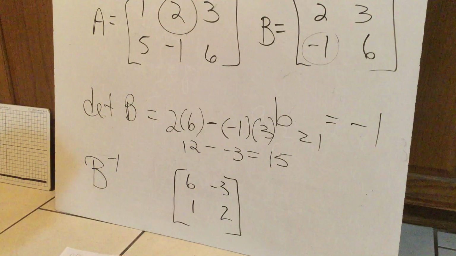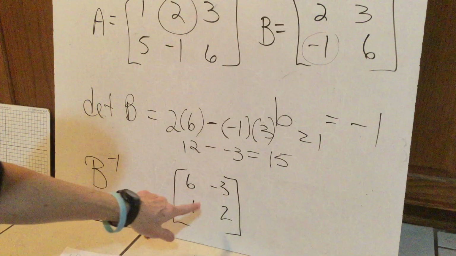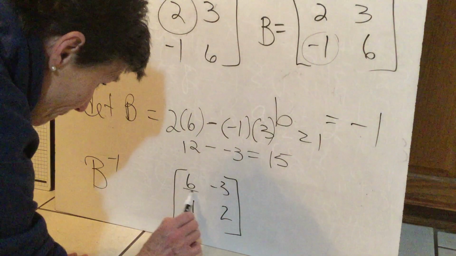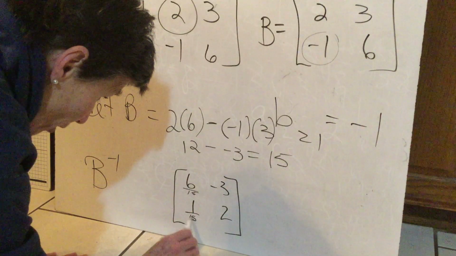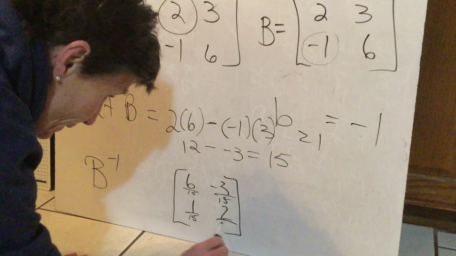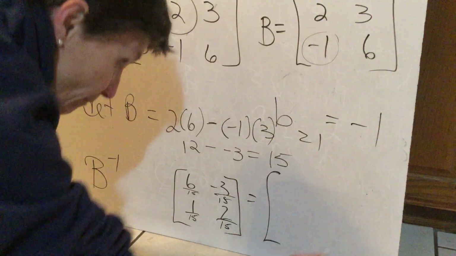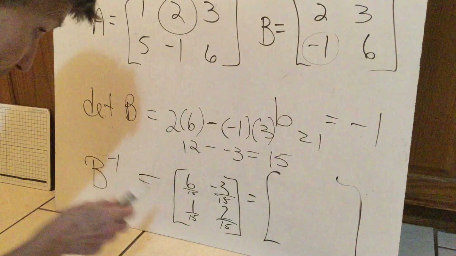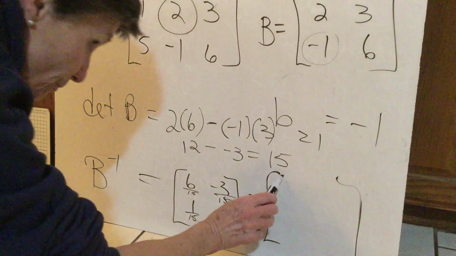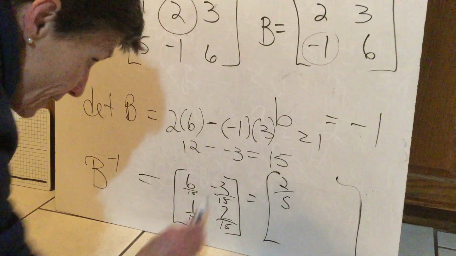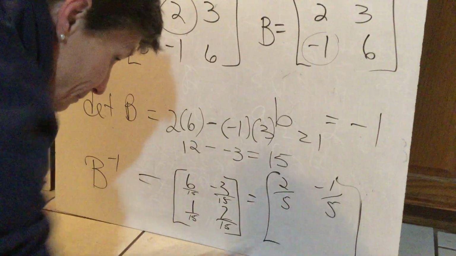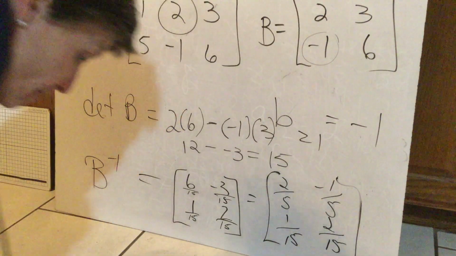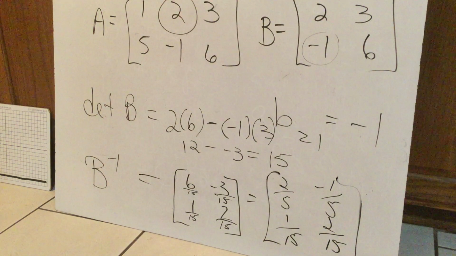Then remember what we do? We take all of these numbers right here in this new matrix and we divide them all by the determinant. So we put them all over 15. And then we reduce, of course, any fraction that reduces. So our inverse, let's see, 2/5, -1/5, 1/15, and 2/15. There is your inverse.